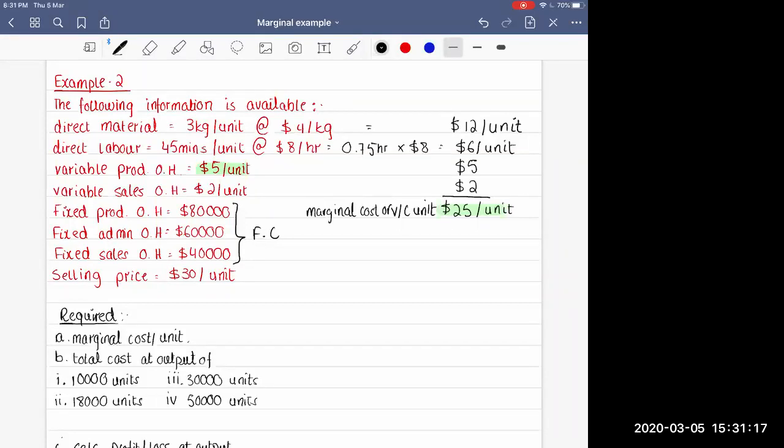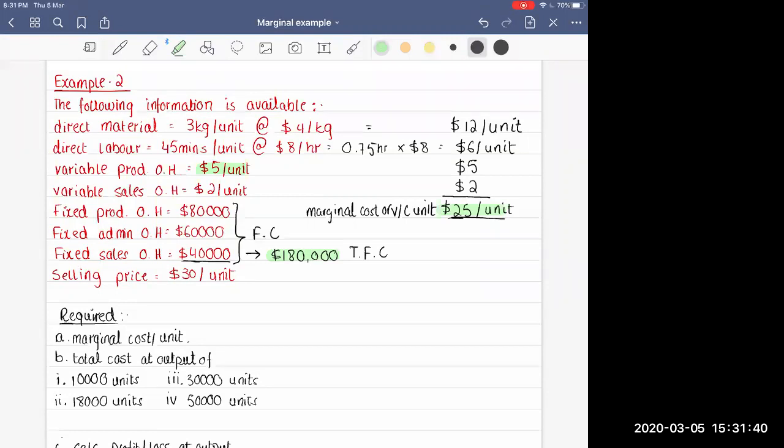Now, if we total the fixed cost, then the total of the fixed cost is 80,000 plus 60,000 plus 40,000. The total of the fixed cost is 80 plus 60 plus 40. That makes 180,000. Right, kids? This is our total fixed cost. TFC means this is our total fixed cost.